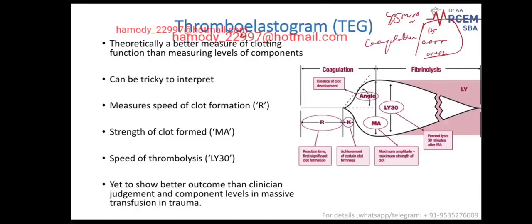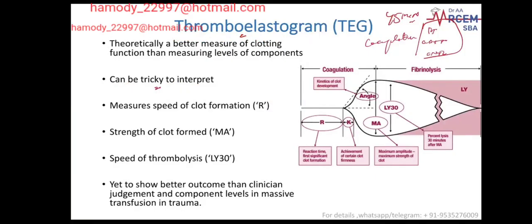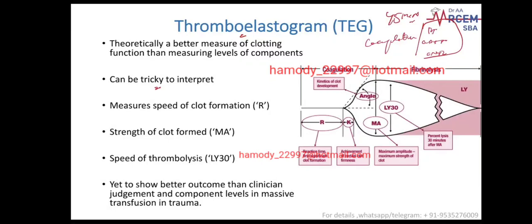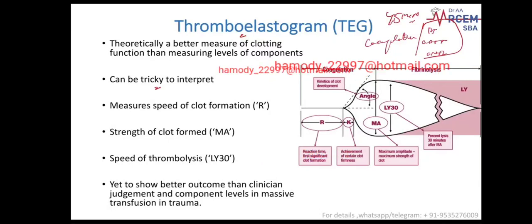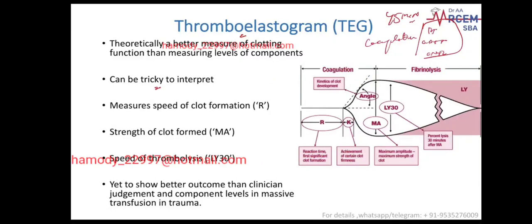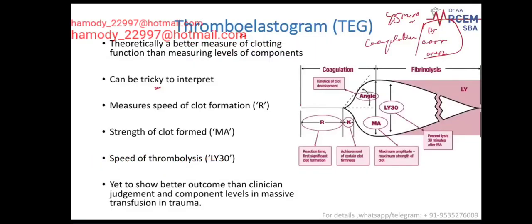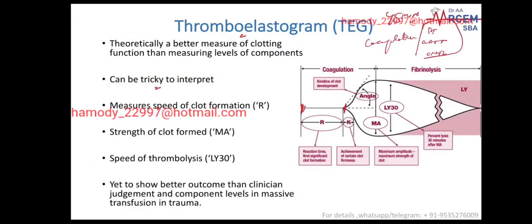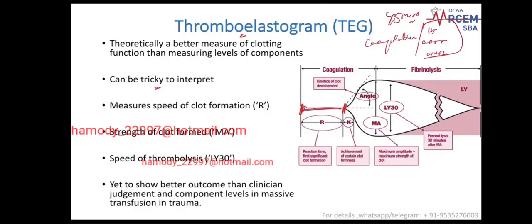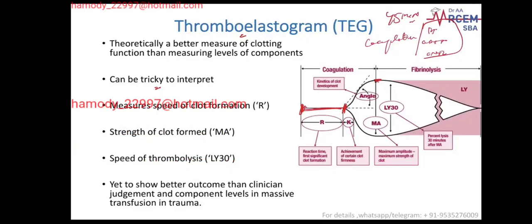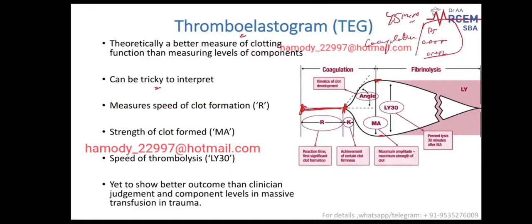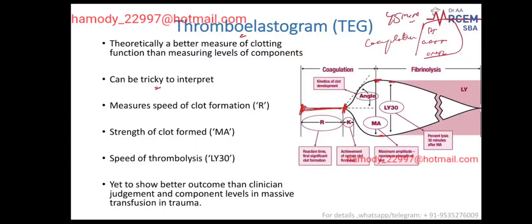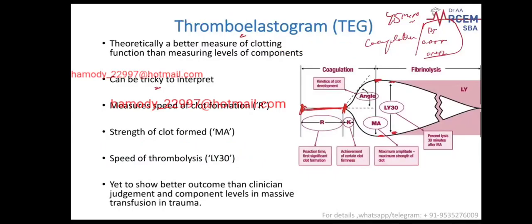But the disadvantages are that it is tricky to interpret. It is yet to be proven clinically that it is more effective than the coagulation profile you are getting done. Why it is tricky to interpret, we'll be seeing here. The line you are seeing here, this is the speed of formation. From here to here, what you have is the speed of clot formation. From here to here, what you have is the speed of thrombolysis.